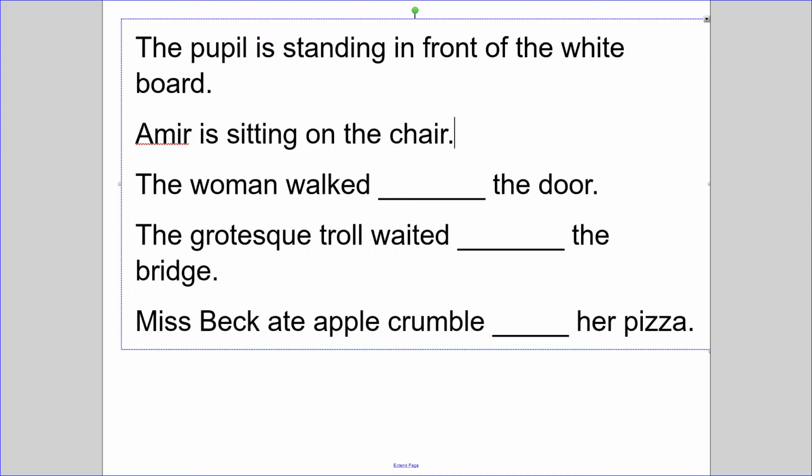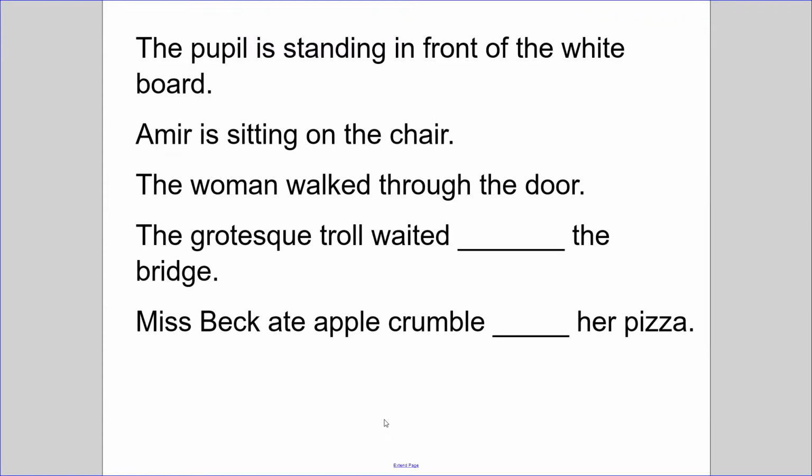Okay, the woman walked something the door. So perhaps the woman walked behind the door. The woman walked through the door. Would the woman walk under the door? Probably not. That seems unlikely. So think about what you might want in this sentence. What would make sense for you? I think I'm going to go for through the door.